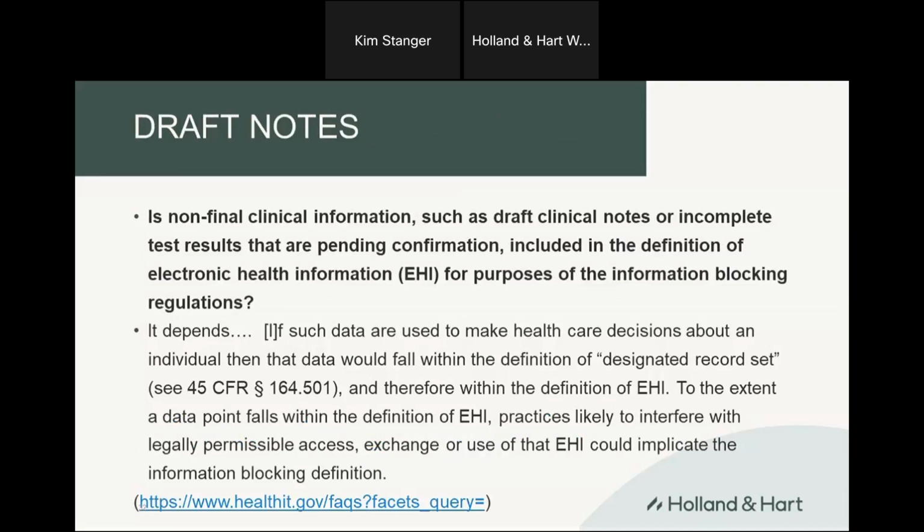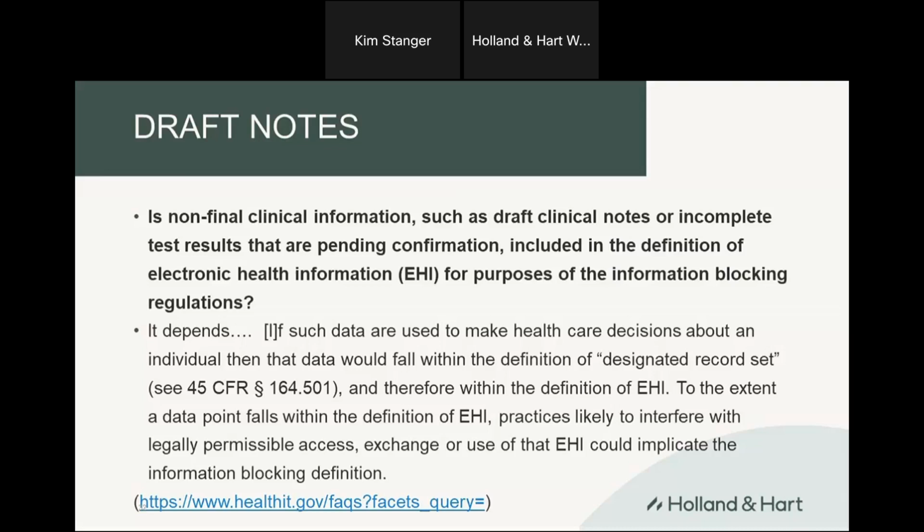This is one of the most controversial ones, because you normally don't think about your draft notes as being accessible. I mean, until they're finalized, you think no one else ought to get them. So this particular FAQ asked: is non-final clinical information, such as draft clinical notes or incomplete test results that are pending confirmation, included in the definition of EHI for purposes of the information blocking rule, such that you would have to provide access to that, even though they haven't been finalized or the test hasn't been confirmed?